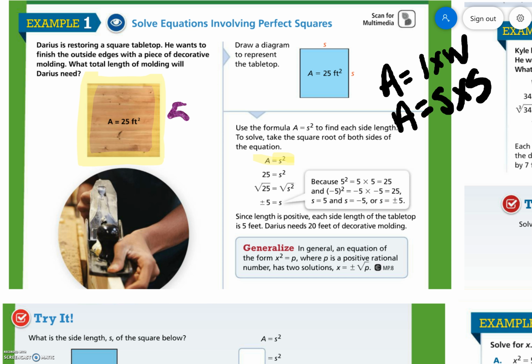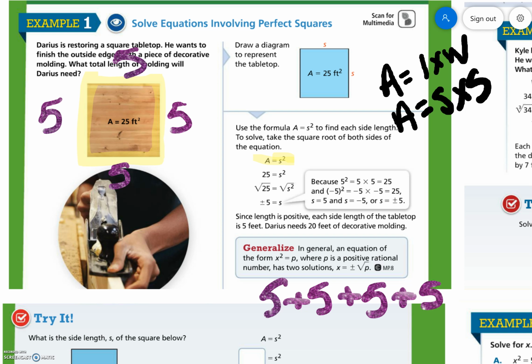So this is 5, this is 5, 5, 5. He wants to put a piece of molding on each side, so we have to do 5 plus 5 plus 5 plus 5, which will give us 20. So he needs 20 feet of decorative molding.